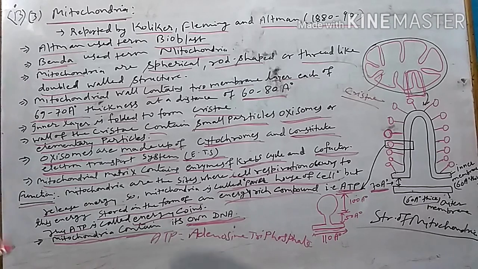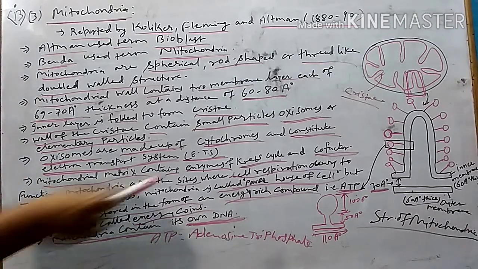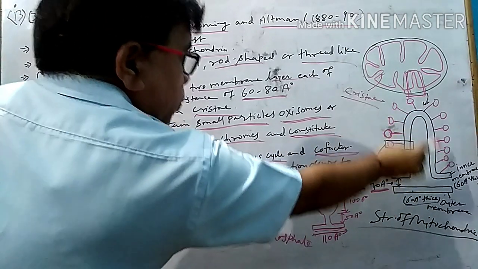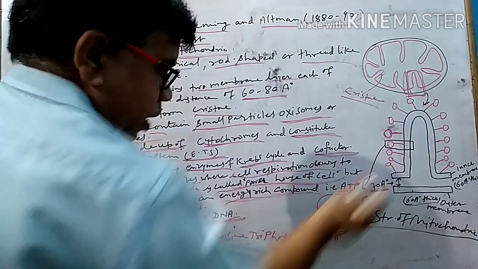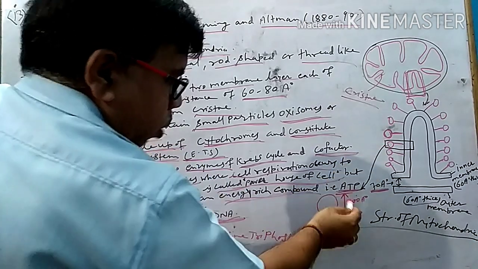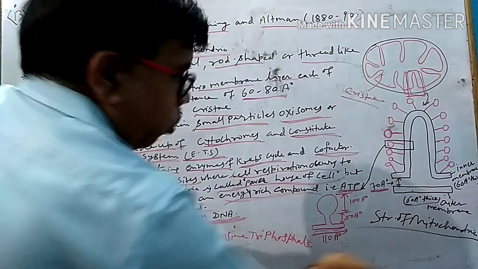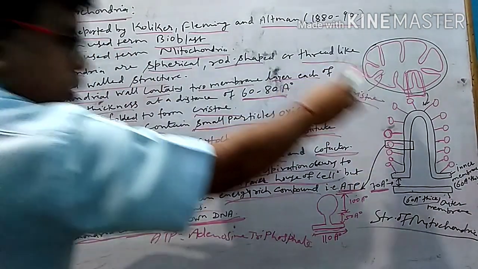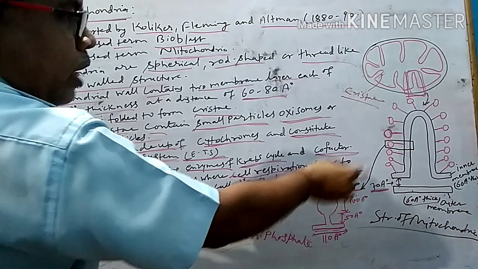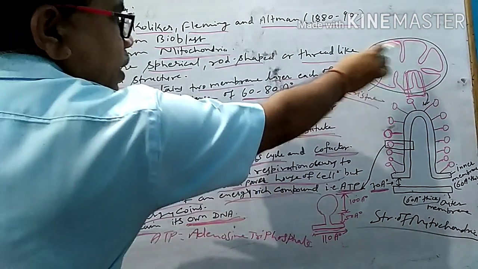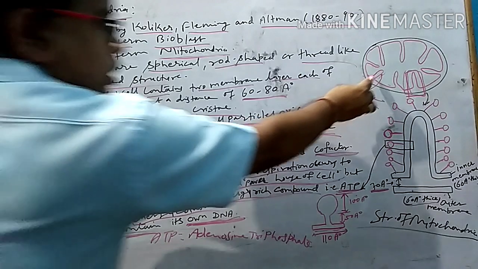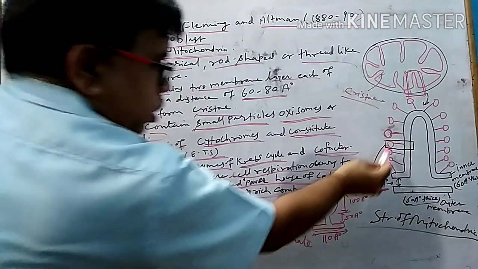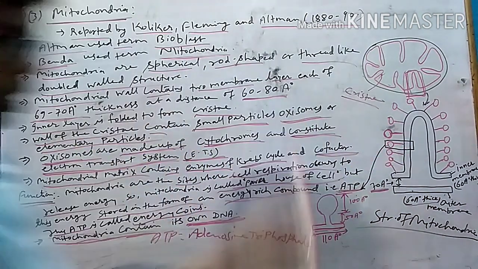So this is the structure of the mitochondria. This is one enlarged view of the cristae and this is one enlarged view of the oxysome. So the whole structure is the mitochondria. Repeat again: first, this is the double layer mitochondrial structure, and this is the cristae, and this is one enlarged view of the cristae, and this structure is one enlarged view of the oxysome.